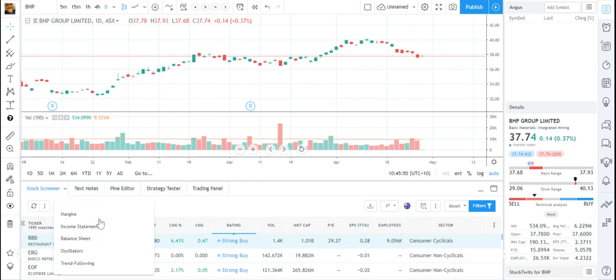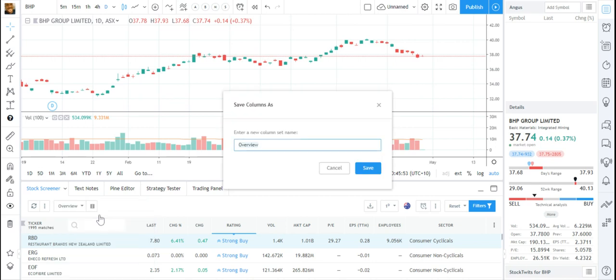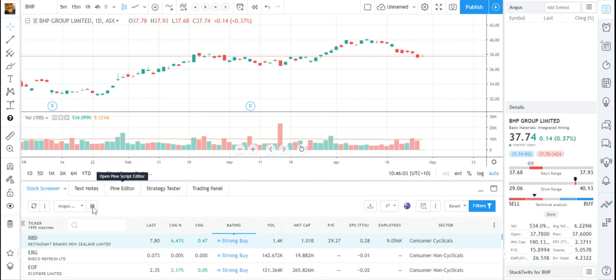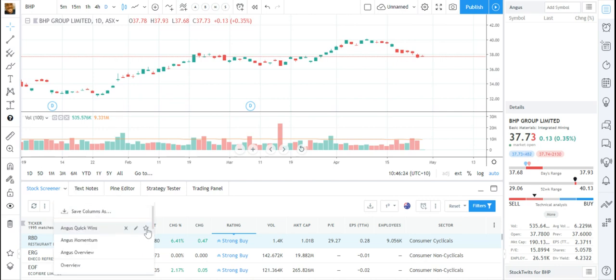I'm going to go to save columns as. I'll just call it Angus quick wins or something. Save. Now the important thing is that this left-hand one basically keeps track of all your columns, and this right-hand one keeps track of your filters. So it's really important that you save both, and there'll be a little asterisk that pops up to let you know if you haven't saved, and I'll show you that in a second. So I'm going to make this one a star, basically saving it as a favorite, and you can see it appears here.